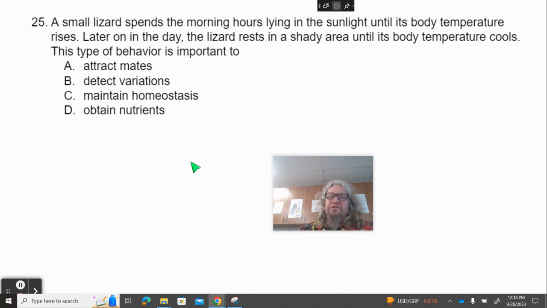Number 25. A small lizard spends the morning hours lying in the sunlight until his body temperature rises. Later on in the day, the lizard rests in a shady area until his body temperature cools. This type of behavior is important to A, attract mates, B, detect variations, C, maintain homeostasis, D, obtain nutrients.